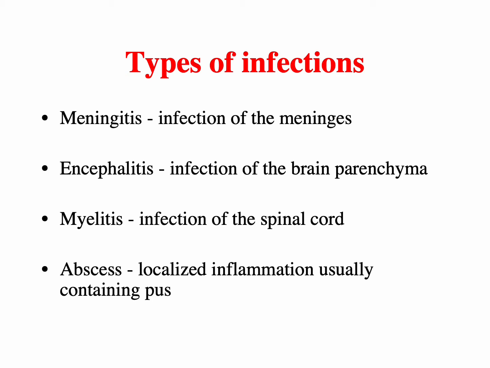Then abscess, just like the abscess that you find in the orofacial area or other parts of the body. This is basically localized inflammation, usually containing pus. So that can also happen in the brain. In fact, quite a few of these brain abscesses are caused by bacteria found in the oral cavity. We'll talk more about that later in the lecture. So there are four types of infection: meningitis, encephalitis, myelitis, and abscess.